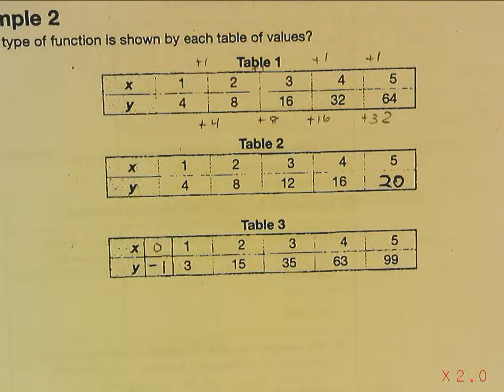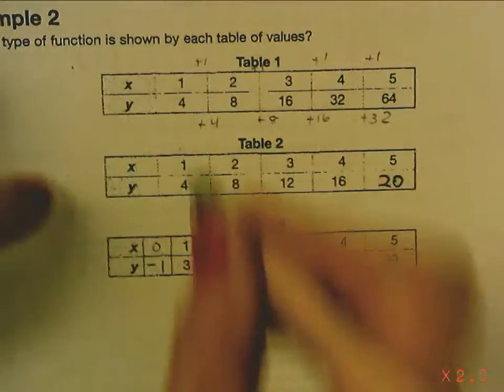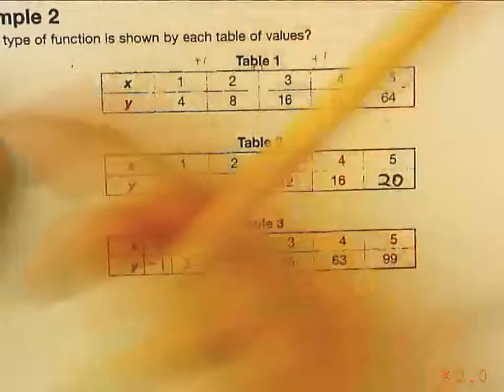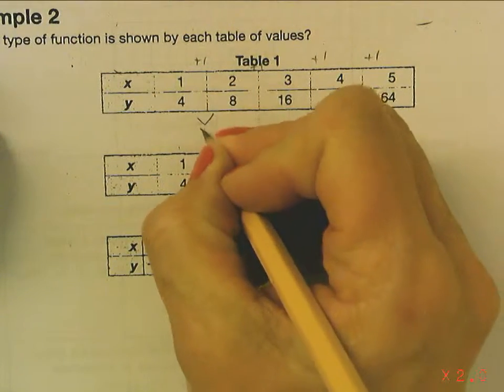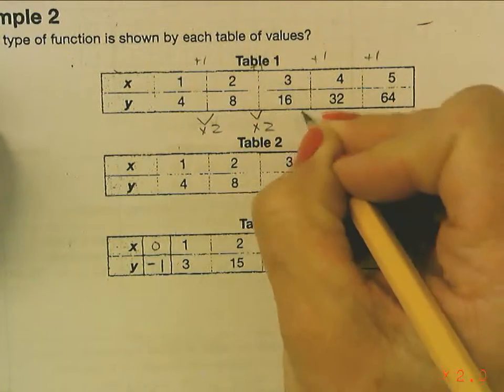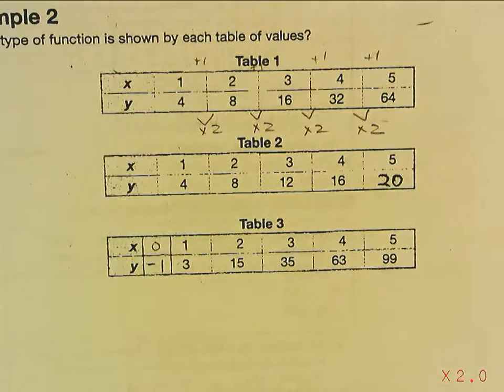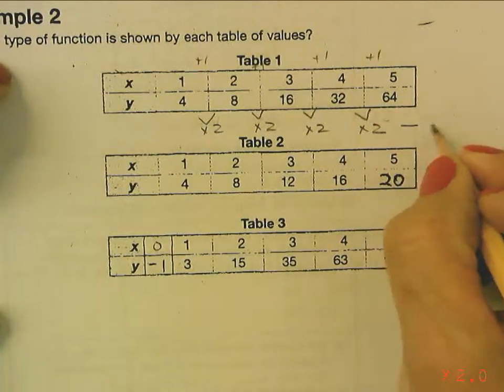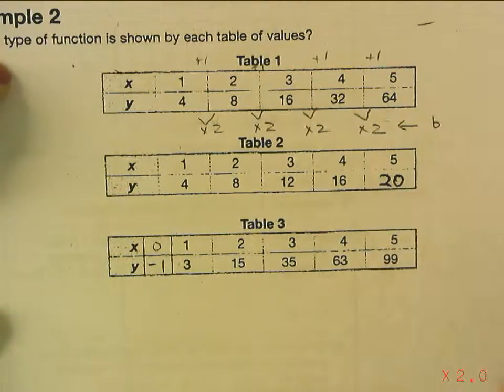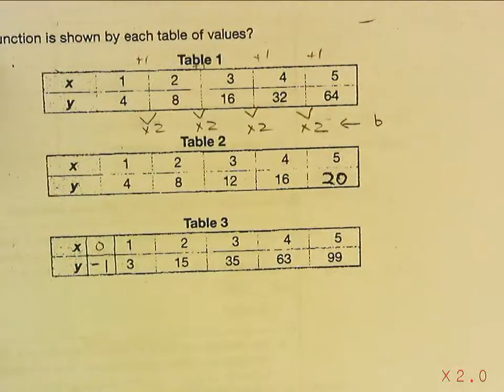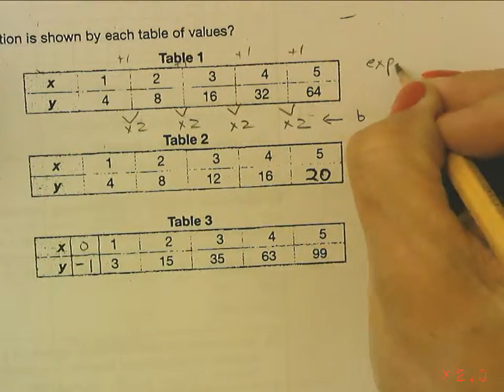Now, I'm saying, okay, maybe I shouldn't be looking at that as plus 4, plus 8, plus 16, or 32. Now that I'm looking at it again, I'm like, you know what? Each time it's being multiplied by 2. Times 2, times 2, times 2, times 2. Now, I know that if there is a common ratio or a common multiplier, this is exponential. And I remember when we did this before, that the common multiplier was b. So I know this is an exponential function, and I'm going to come up with the rule.